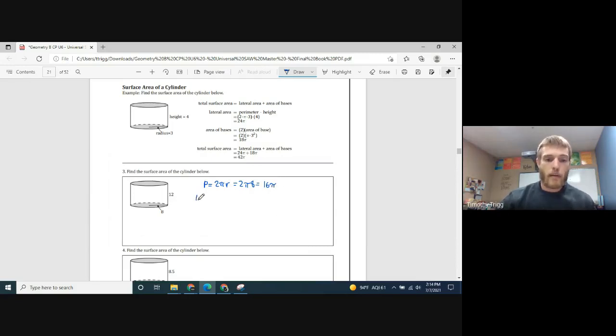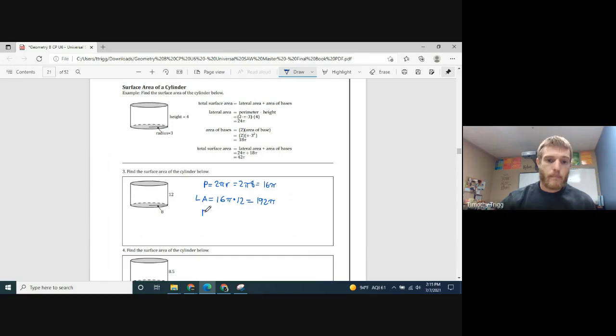Now to find the lateral area, you take that circumference we just found and you multiply by the height, which in our case is 12. That's 192 pi. So that's the area of the barrel, basically, of the cylinder.